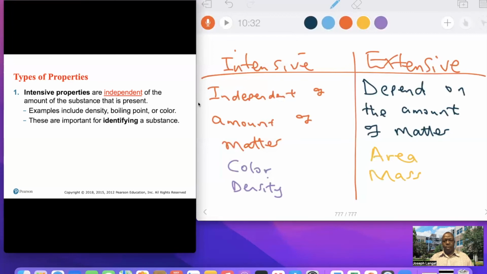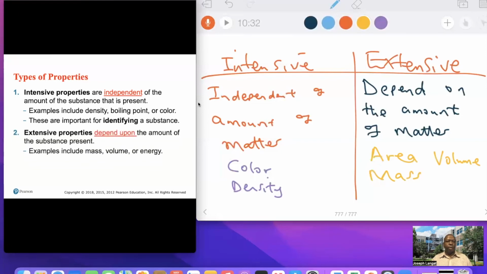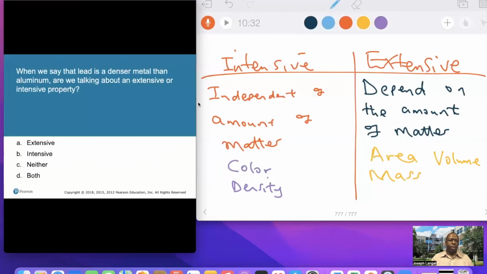In the lab, if the direction called for 1 gram and you weigh or mass out 10 grams, of course, you will have more matter in 10 grams compared to 1 gram. So mass is an extensive property. Volume is another example. The more you have, the more volume you have. Mass, volume, and also energy, which you saw earlier on, depend on how much you have.